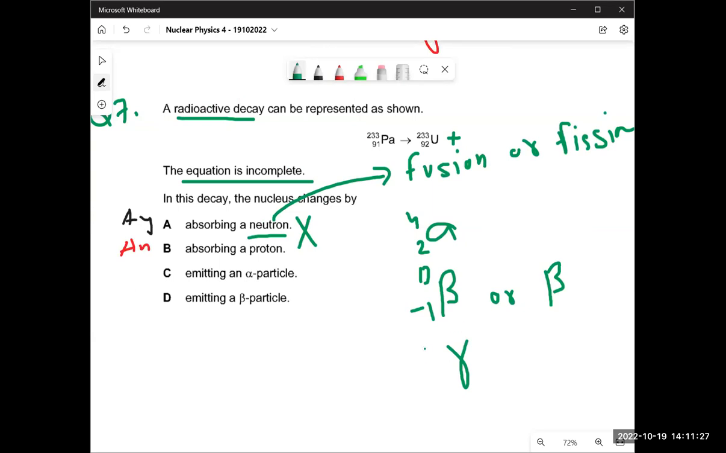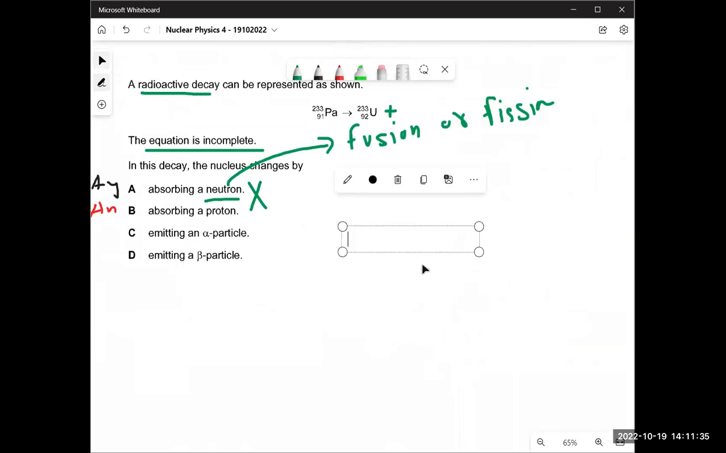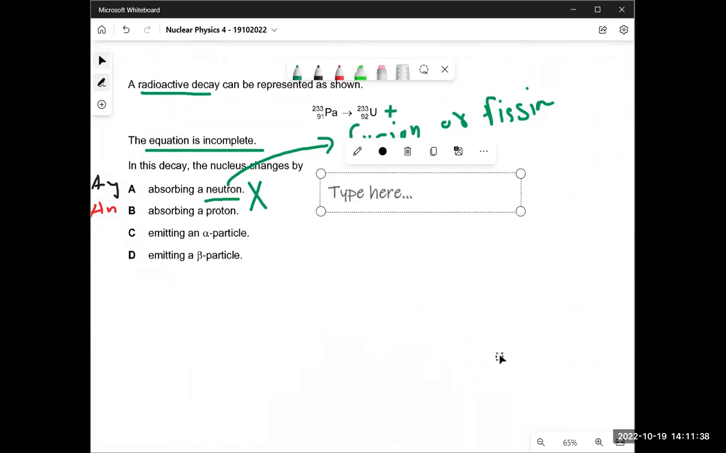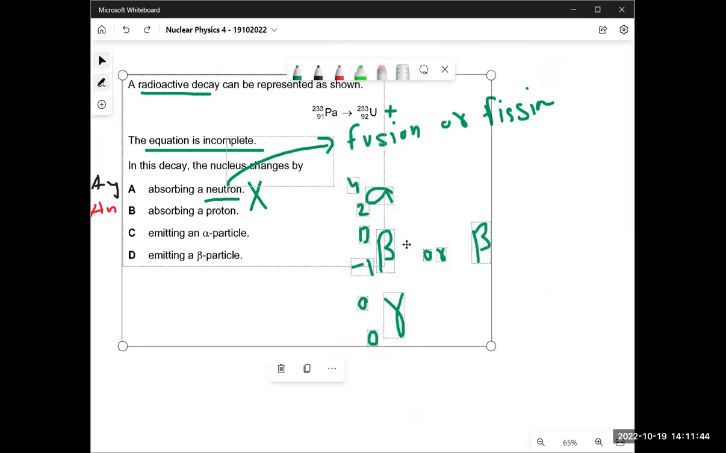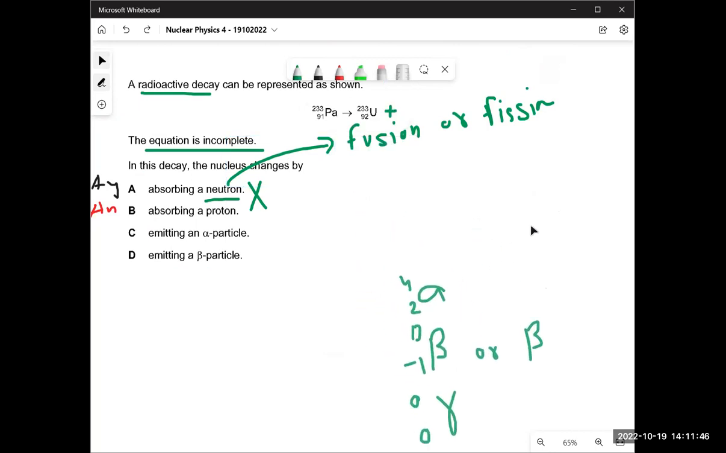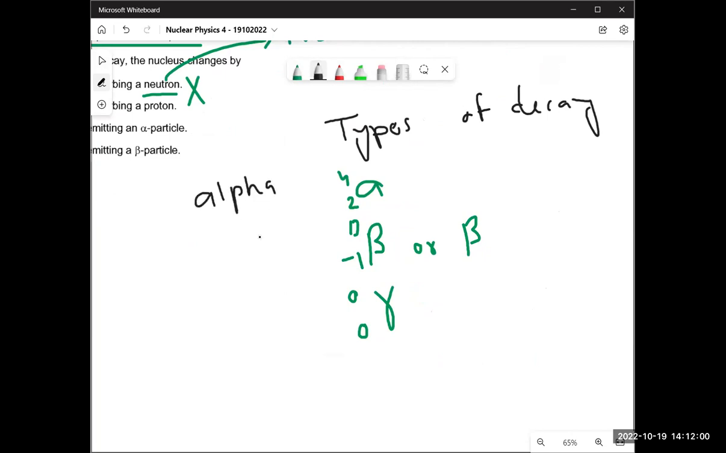Now, okay, this is what we have. Please quickly write this in your notebook. We have these kinds of decay. Take all of these four symbols and write them in your notebook. Tell me when you're done. Write it as types of decay. This is called alpha, I'll tell you what's happening in all of these. This is called beta, and this is called gamma.